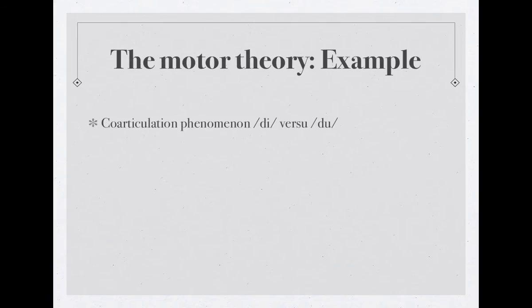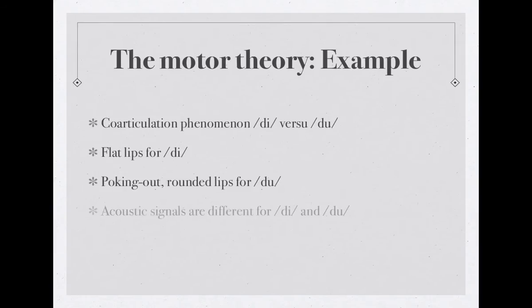Example, which you have, of course, taken from your section. Co-articulation phenomenon: D versus do. I have mentioned that before. Now what happens in here? Flat lips for D, flat lips, okay? And poking out rounded lips for do, okay?